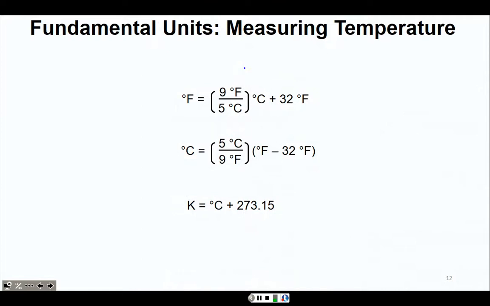Now, there are these nice equations, relationships for calculating changes between Celsius and Fahrenheit. Fine, there they are, use them when you need them. But the one we're going to most commonly think about is Celsius and Kelvin. And all you do is add 273 to a Celsius value to come up with Kelvin.